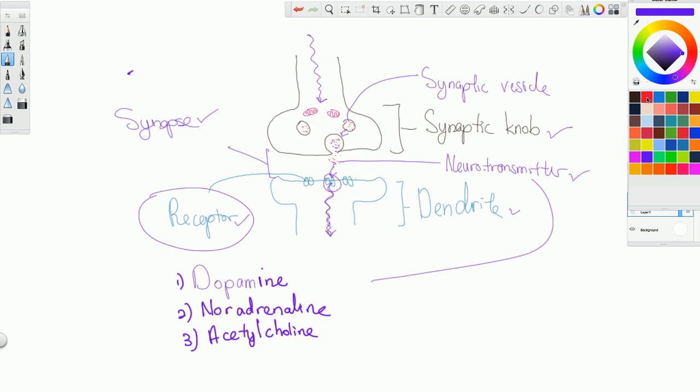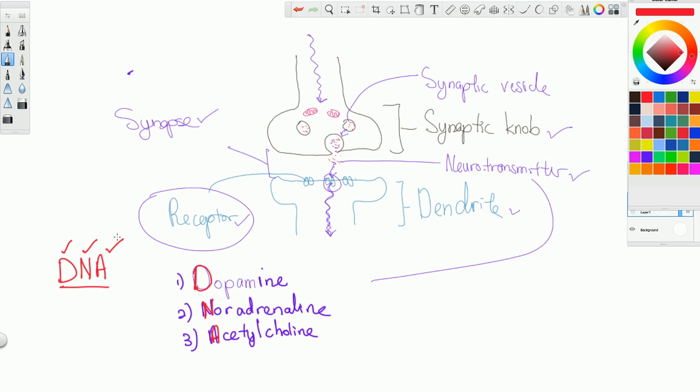How to memorize these three: dopamine starts with D, noradrenaline starts with N, and acetylcholine starts with A. So it's actually DNA. The three chemicals represent: D for dopamine, N for noradrenaline, and A for acetylcholine. Try to memorize at least one.